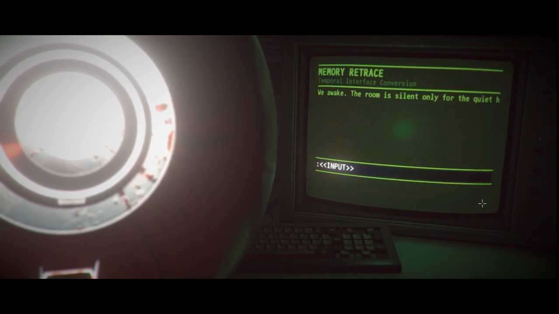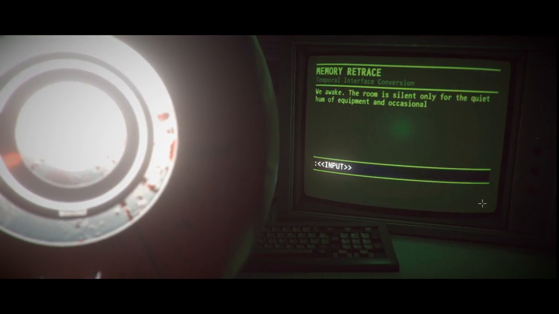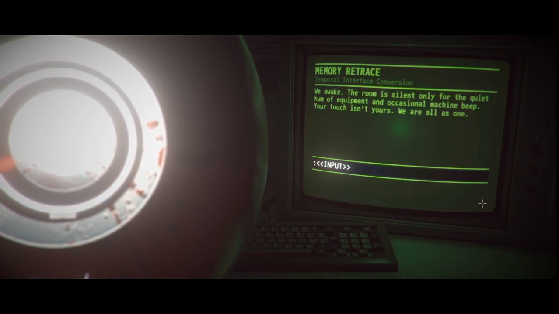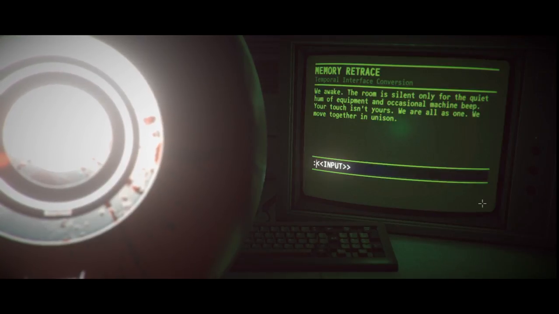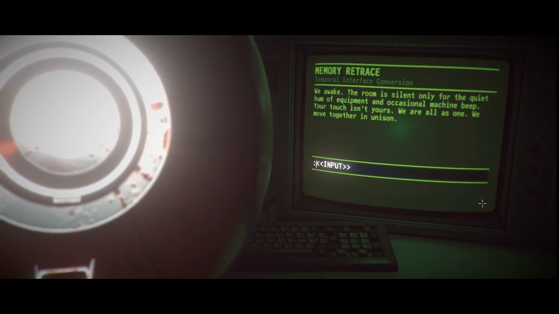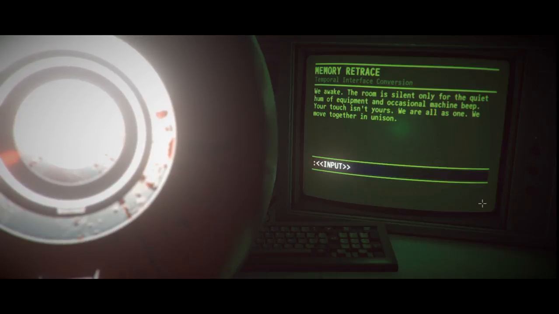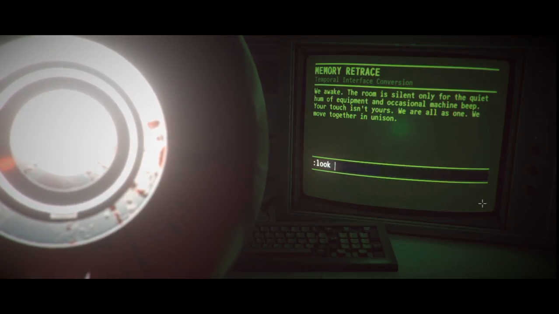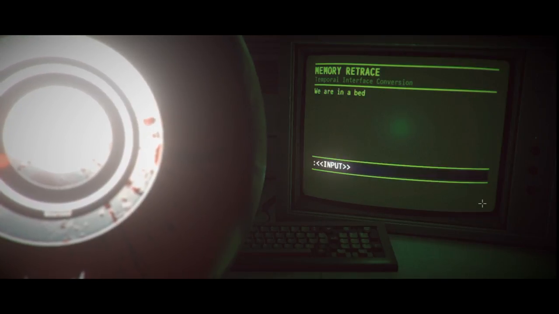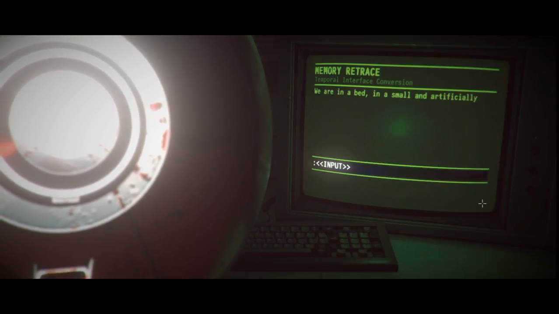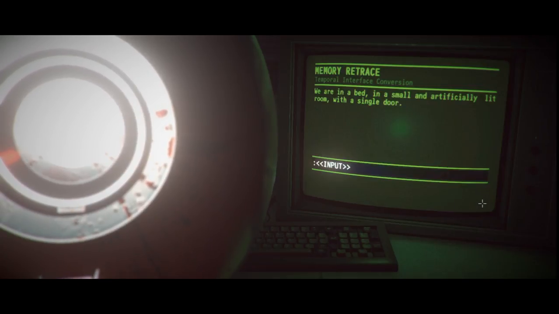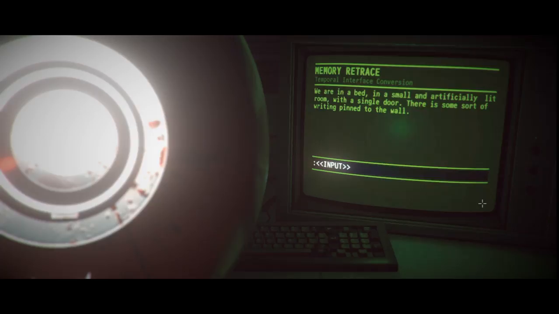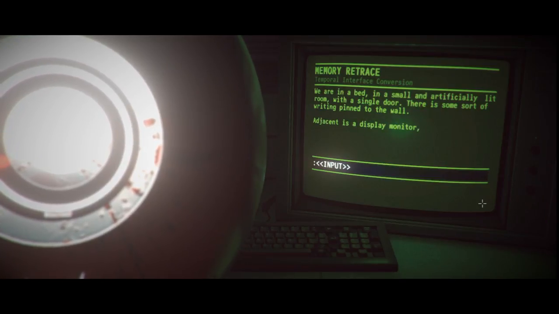We awake. The room is silent but for the quiet hum of equipment and occasional machine beep. Your touch isn't yours. We are all as one. We move together in unison. We are in a bed, in a small and artificially lit room with a single door. There is some sort of writing pinned to the wall.